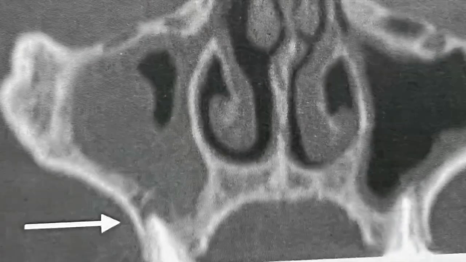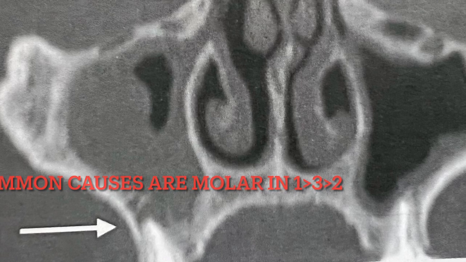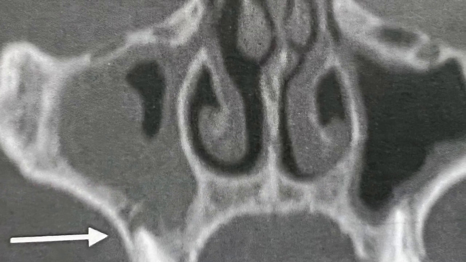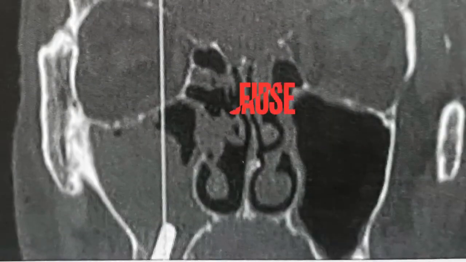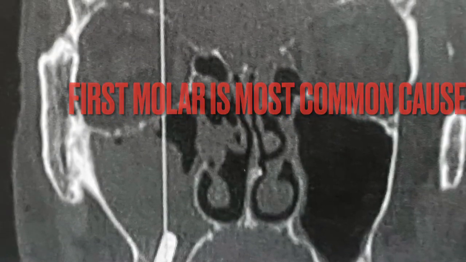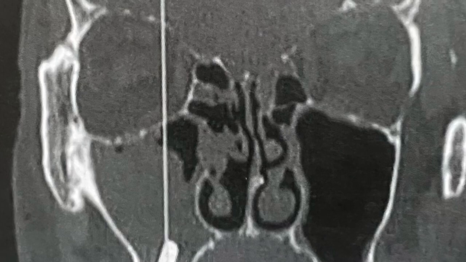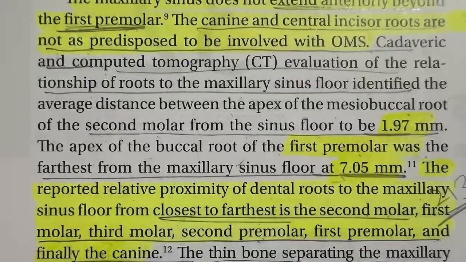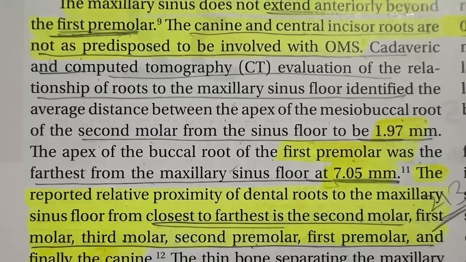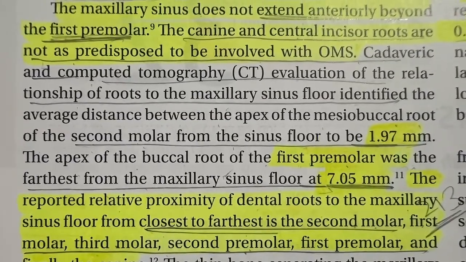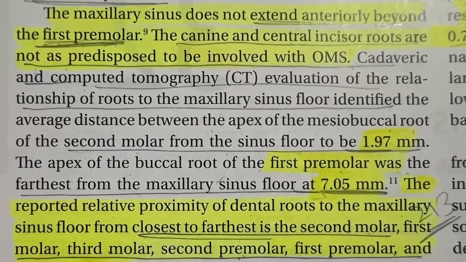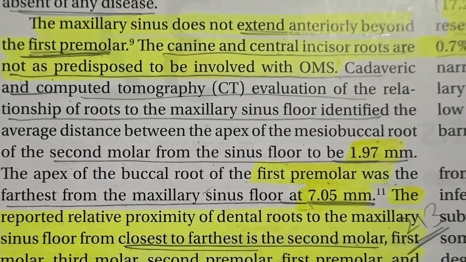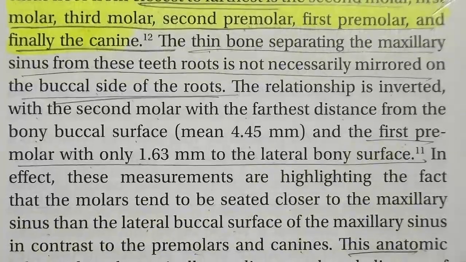In these CT images, we see the close anatomical relationship between the upper molars and the maxillary sinus floor. The roots of the second molar, as shown here, are just 1.97 millimeters away from the sinus floor. These molars, especially the first and second, are the most predisposed to causing sinus infections because of their close proximity. By contrast, the first premolar is situated much farther from the sinus floor at around 7.05 millimeters.